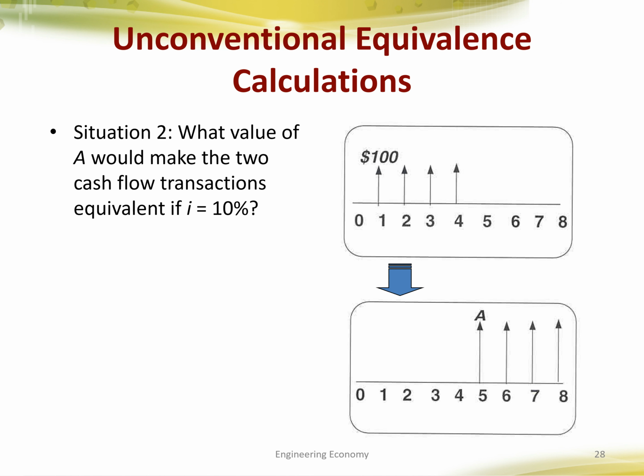So this is what it means. These 4 100 should be equivalent to these 4A added together based on an interest rate of 10%. One way to do it, you can imagine, is we take these 4 100 and try to calculate its equivalent present value.